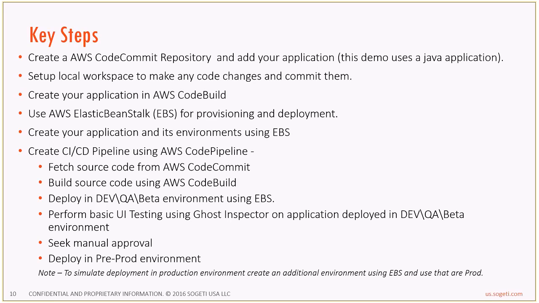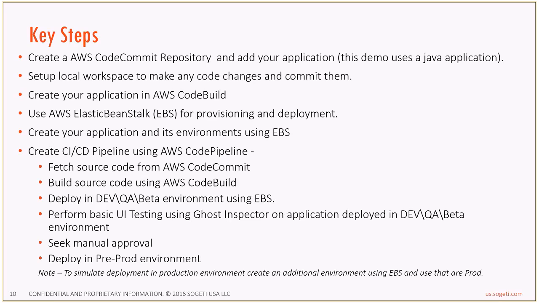In order to set up your workspace there, you would need to deploy tools like Eclipse, Git, and SourceTree, to ensure that you are able to make your changes and commit them to the CodeCommit repository. The next thing is to create your application in AWS CodeBuild, and we will look at the details of how to do that as soon as we go to the AWS console.